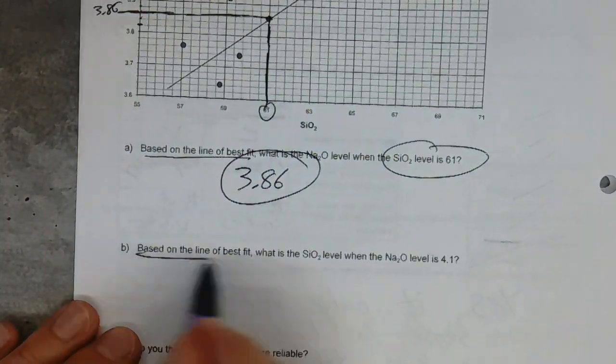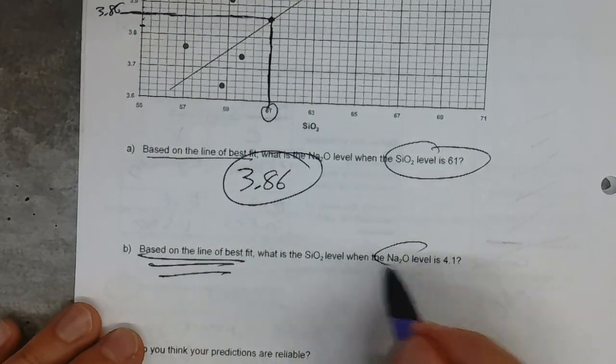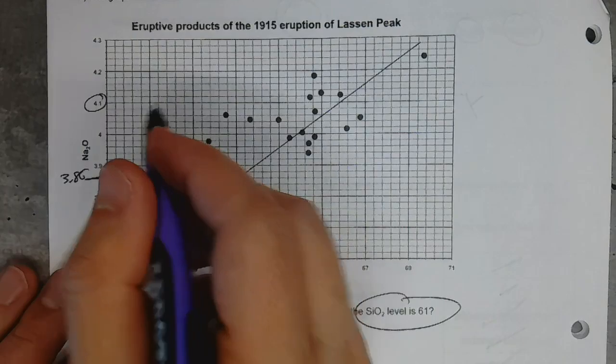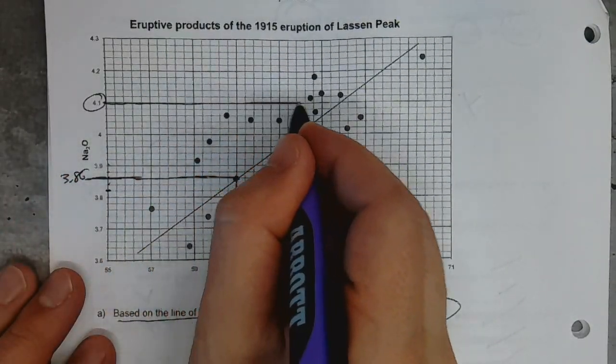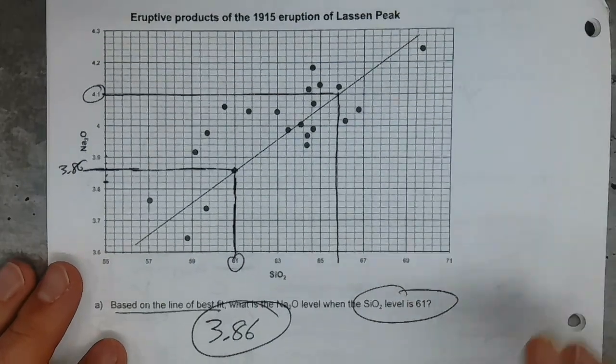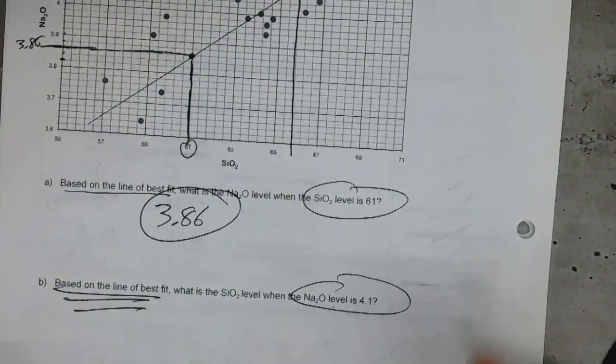Same idea for the next question. Based on the line of best fit, right? I've got this level this time at 4.1. I'm going to go to 4.1, go all the way straight over to the line, go all the way straight down. Now this one's tricky too.